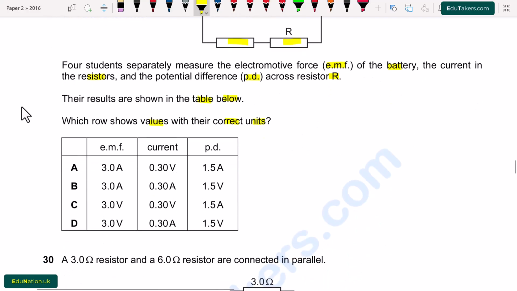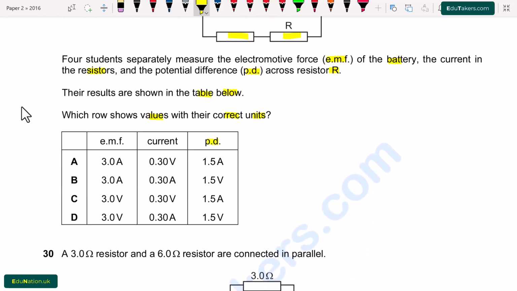Here is a table that shows EMF, current and potential difference. Option A, 3.0 ampere, 0.30 volt, 1.5 ampere. B, 3.0 ampere, 0.30 ampere and 1.5 volt. C, 3.0 volt, 0.30 volt, 1.5 ampere. D, 3.0 volt, 0.30 ampere and 1.5 volt. First of all, EMF is measured in volt, while the current is measured in ampere and potential difference is also measured in volt. We can see here that the correct units are given in option D. So option D is correct from here.